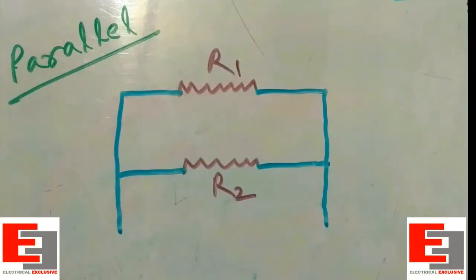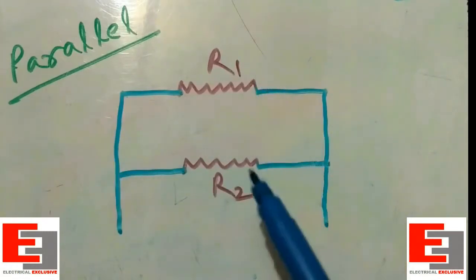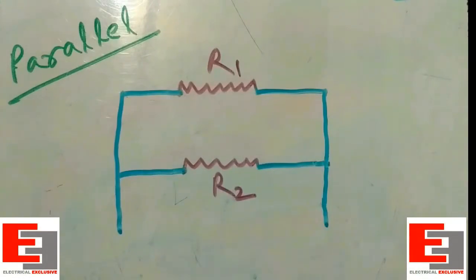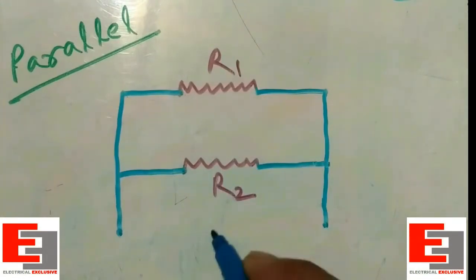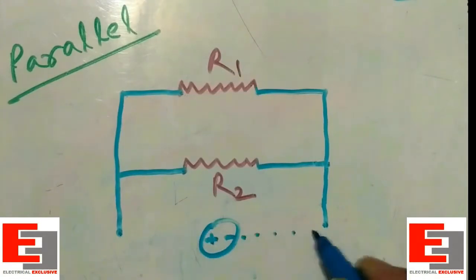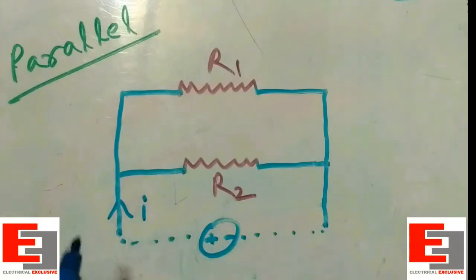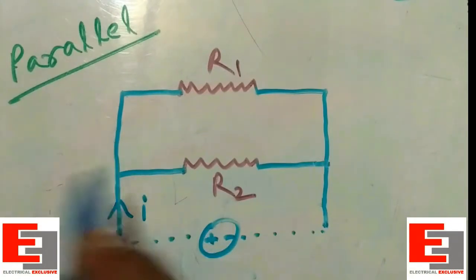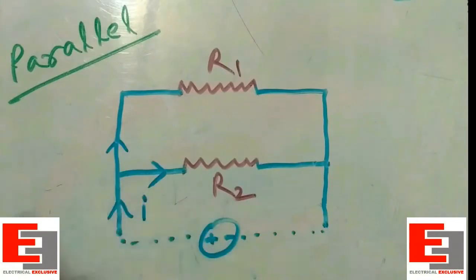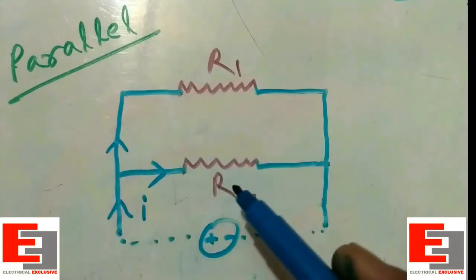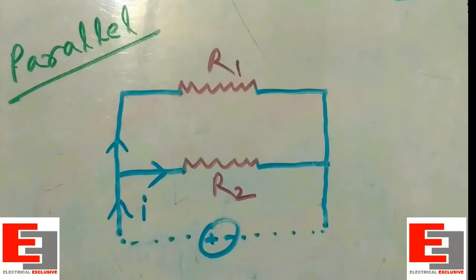So dear friends, don't be confused with the question of how I could know that these two resistors are connected in parallel. Whenever you supply this circuit with a source, then these two resistances will draw current from this source. Let's say that current is I, and this current I gets divided between R1 and R2. The same current is not flowing through both the resistors. That's why I can say these two resistors are in parallel.